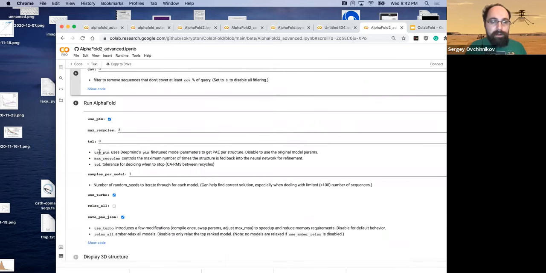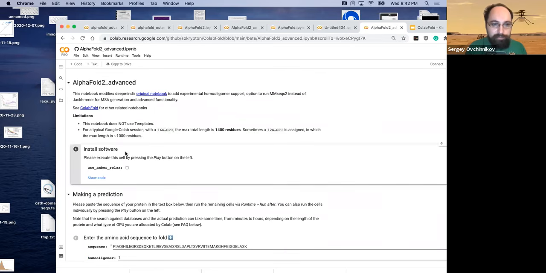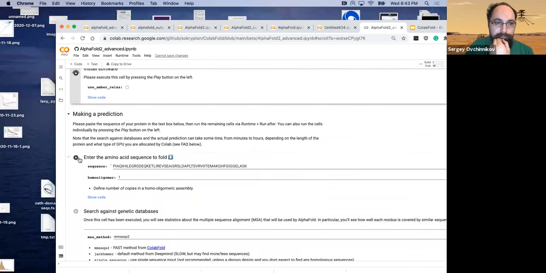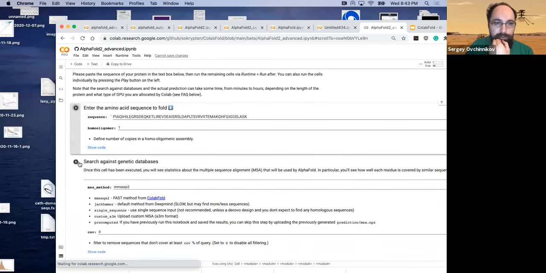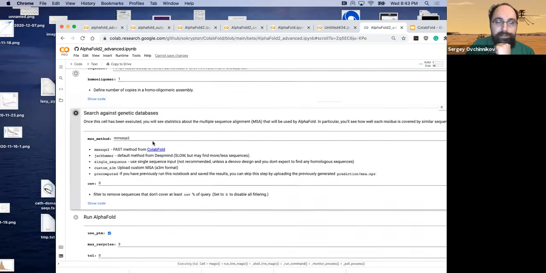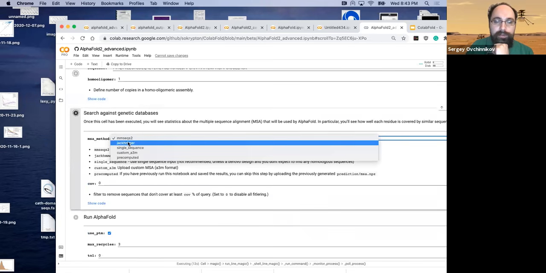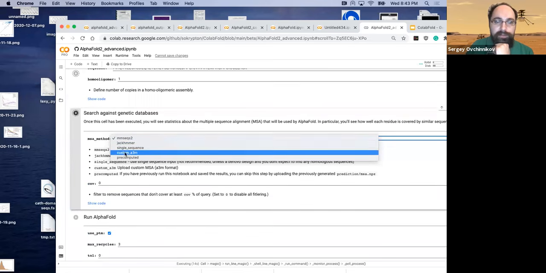And now this is where the whole recycling comes into play. While I'm explaining this, let me just go ahead and set this up so it's running while we're talking. Okay, so the MMSeqs, this is the approach that we introduced today to you guys. But if you want to try jackhammer, you could. So there are some options here.